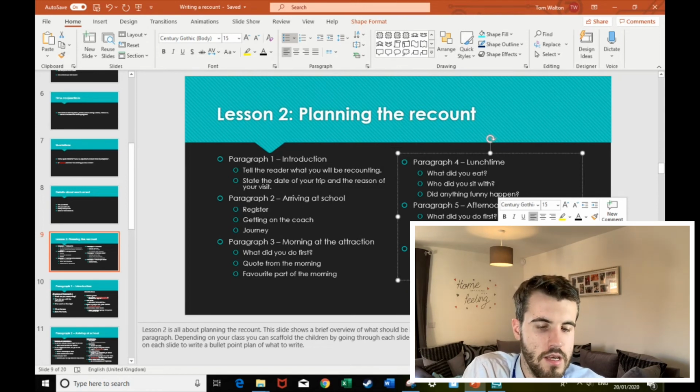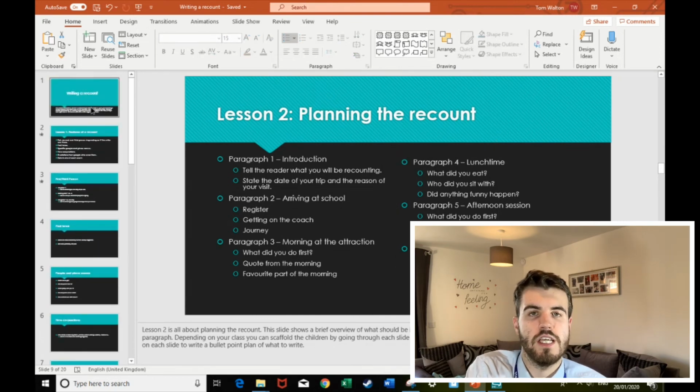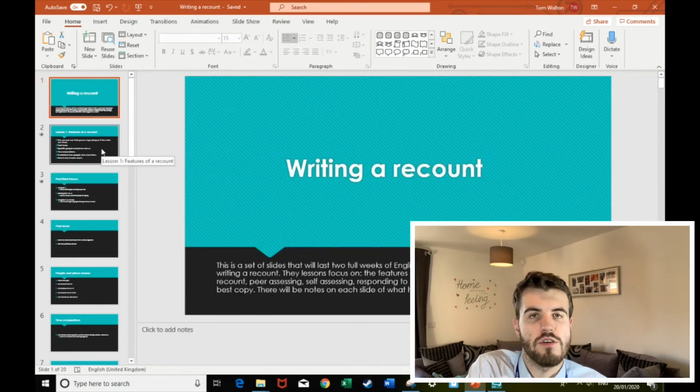Paragraph 5, the afternoon session, very similar to the morning. Obviously the kids would have done something different in the afternoon, so include all those details again. What did they learn about? What did they do? Who did they do it with? Quotations are really important here. They can show the things children said, the information the tour guides learned, any funny events that happened.